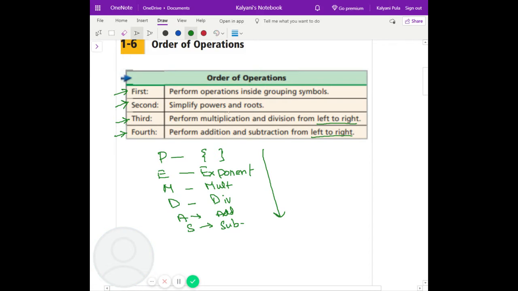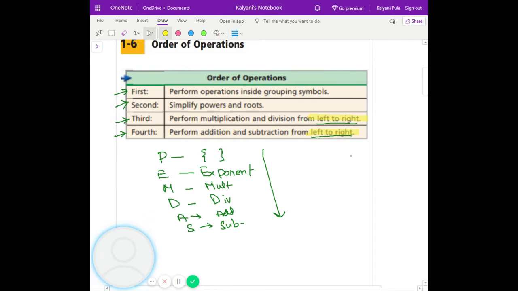And then we simplify the powers and roots. And then, in case you have a multiplication and divide next to each other, you always do left to right. It's really important. I'm going to highlight this. Always left to right. Remember that. That has to stick in your mind all the time. Same thing with add and subtract. If you have them together, you always go from left to right.